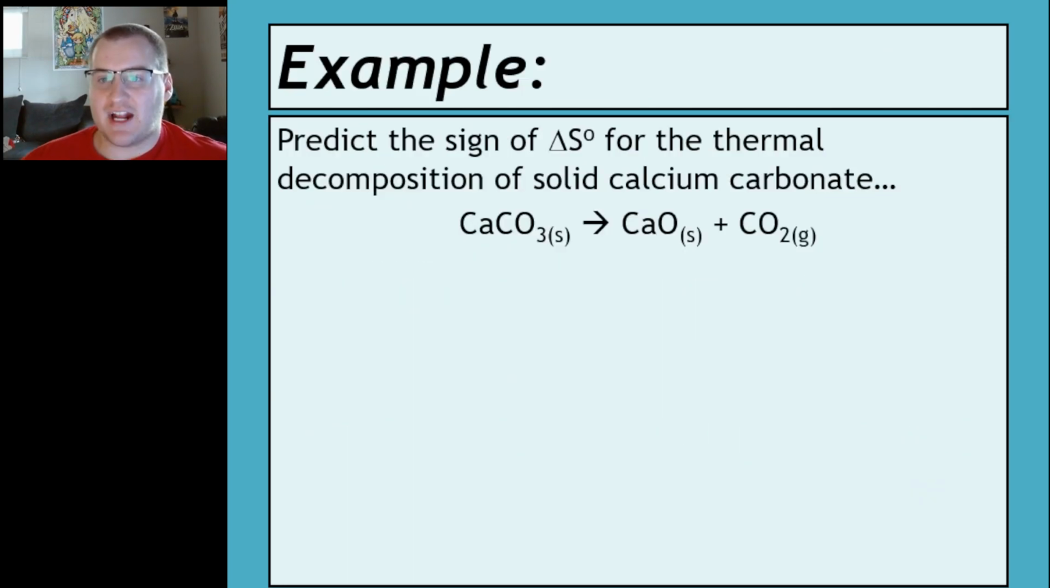So let's predict the sign of the change in entropy for the thermal decomposition of solid calcium carbonate. Okay, I have on the left side some CaCO3 becoming CaO and CO2. Well, I see CO2 on the right is my only gas, so when this reaction goes, it produces a new gas. Entropy goes up.